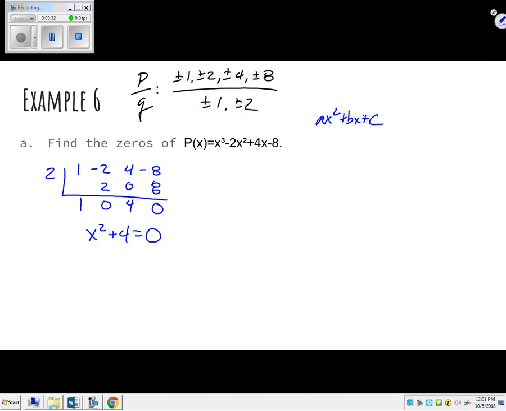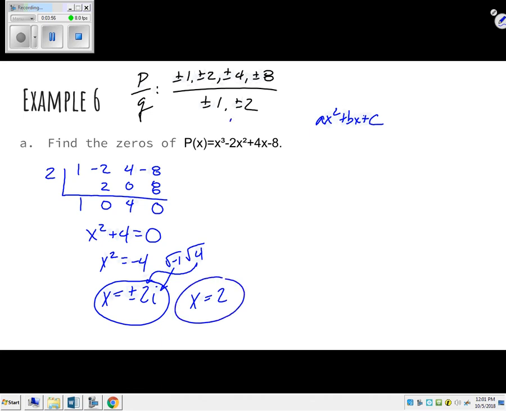In this case, I'm missing b. So if I just simply subtract 4 from both sides, I get x equals plus or minus 2i. Remember that the square root of negative 4 is the square root of negative 1 times 4. So the square root of negative 1 is i, the square root of 4 is 2. And those are my last 2 zeros. I have these 2 zeros, and I have x equals 2. And so that matches what I should have got. If I take my complex zeros and my rational zeros and add them up, it should equal my degree up here.